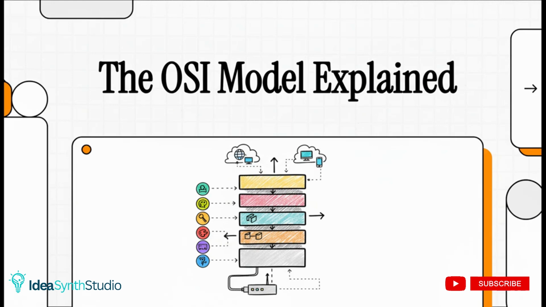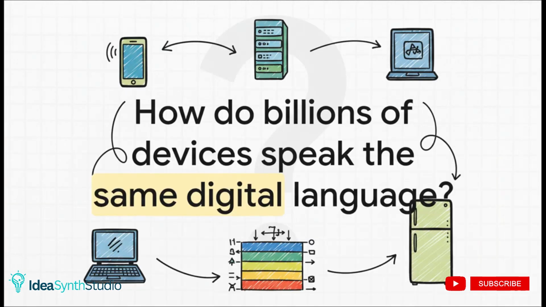Ever stop to think about how it all works? Sending an email, streaming a movie, even just loading a web page. Well, today we're pulling back the curtain on the OSI model, the hidden 7-layer blueprint that honestly makes our entire digital world possible. I mean, really think about it.